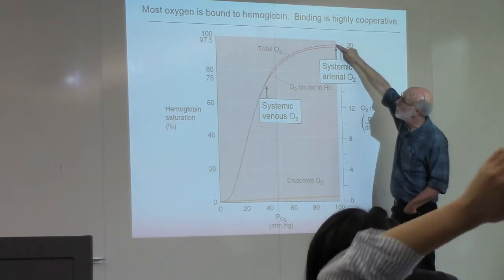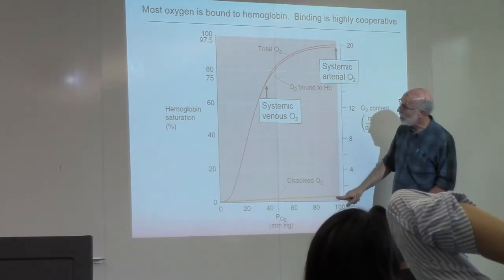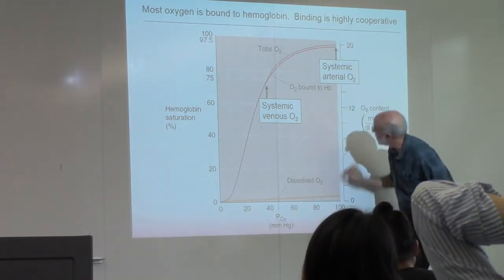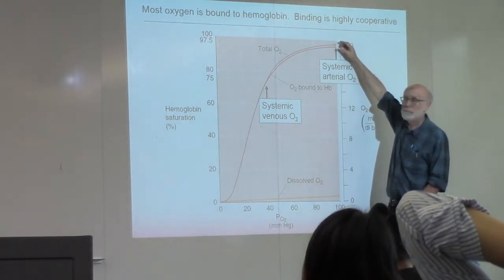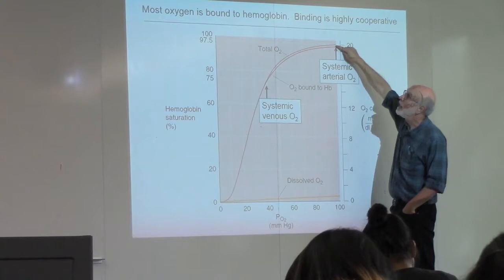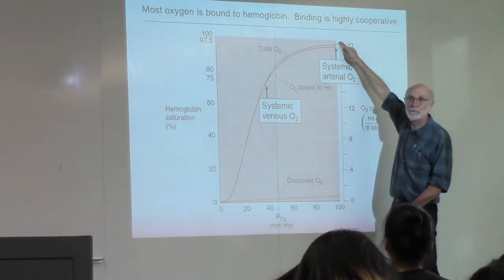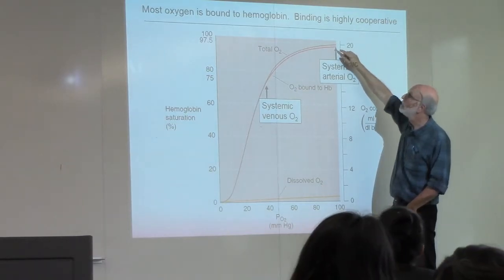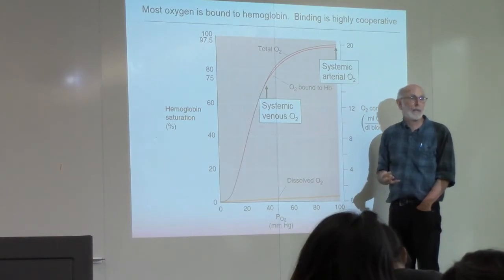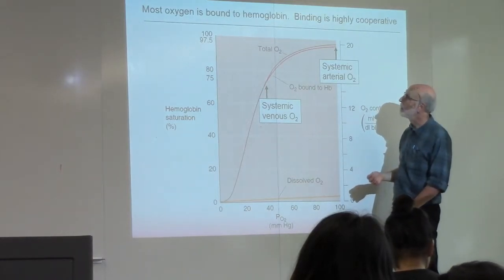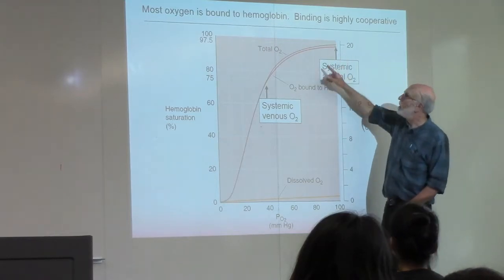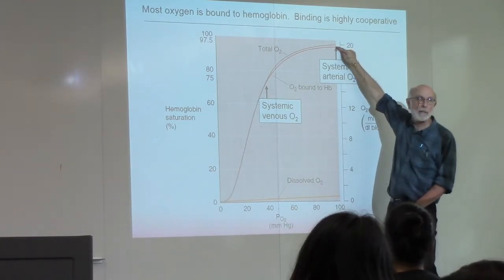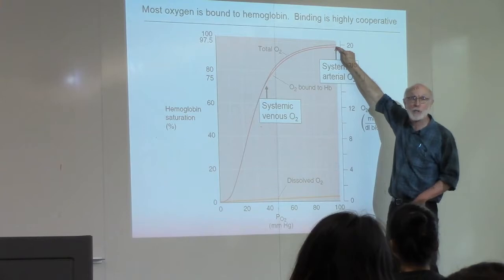And the brown curve is just what we get if we add the yellow line to the red curve, right? This is just this amount added to this amount, and we get to 97.5, the total oxygen carrying capacity of blood. So when the blood leaves the lungs, 97% of the hemoglobin is saturated, is bound to oxygen.